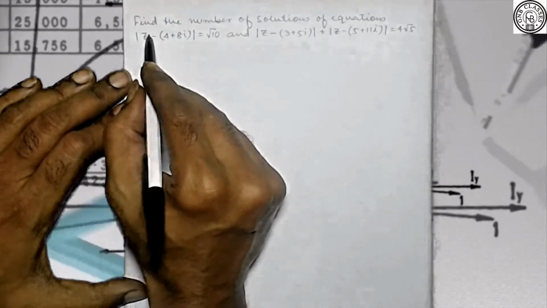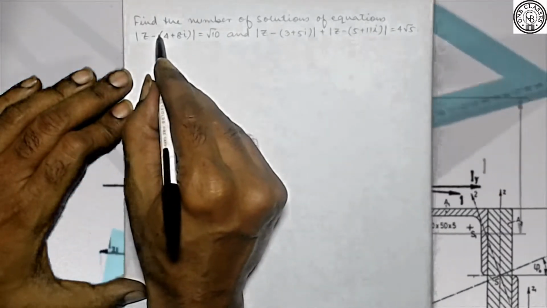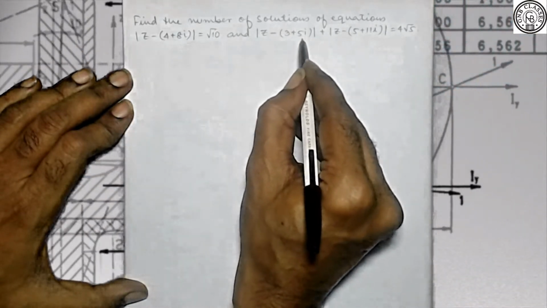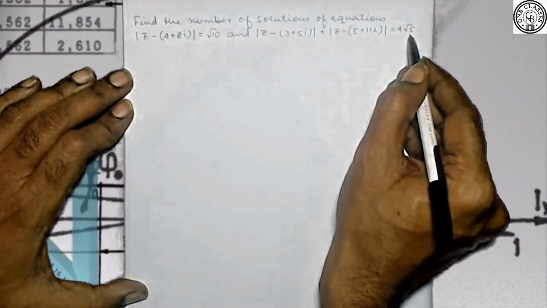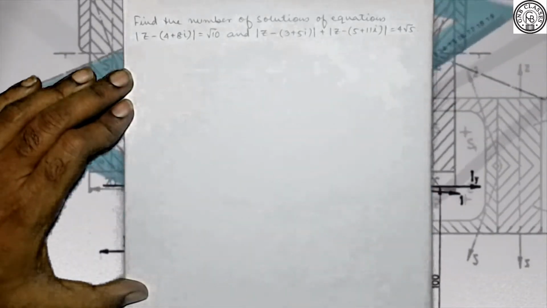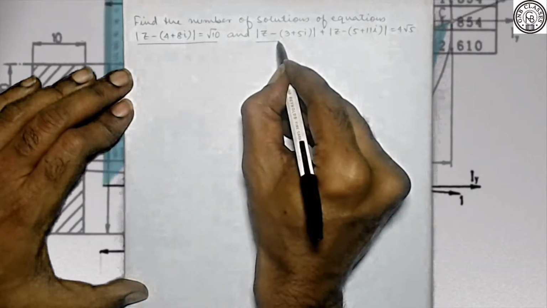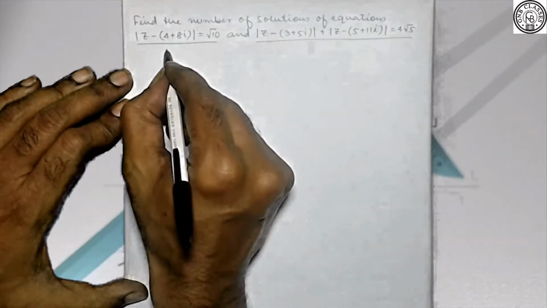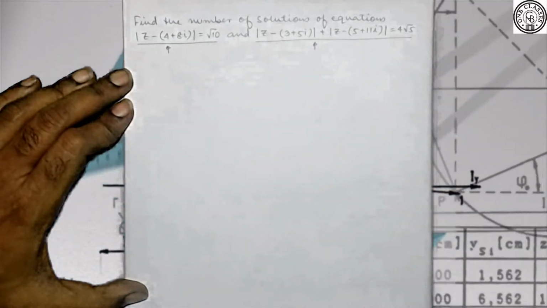See this question. Find the number of solutions of the equations mod of z minus 4 plus 4 iota is root 10 and mod of z minus 3 plus 5 iota plus mod of z minus 5 plus 11 iota equals 4 root 5. That is, this question demands how many points of intersection we will have for this curve and this curve. Okay. So first of all, we have to identify which curve is this one as well as which curve is this one.